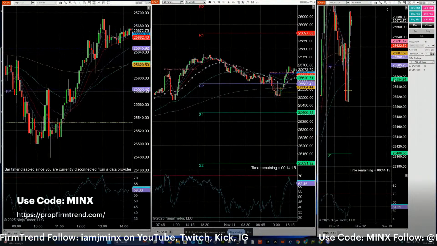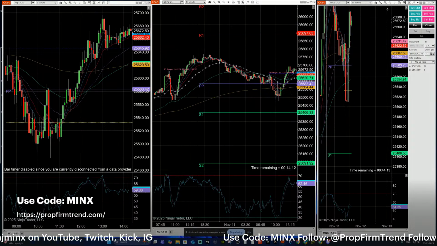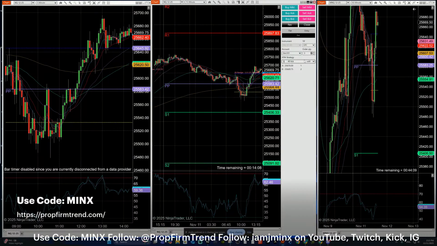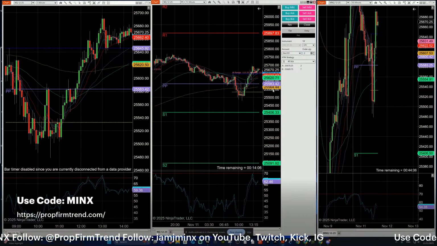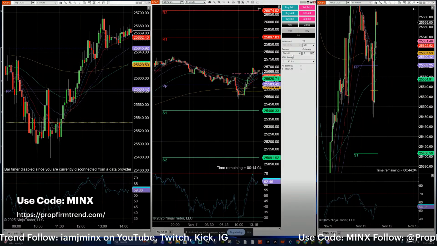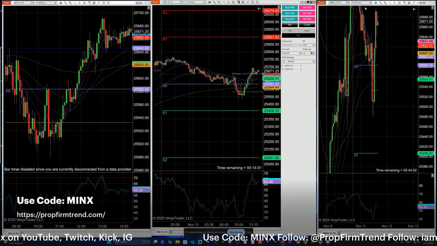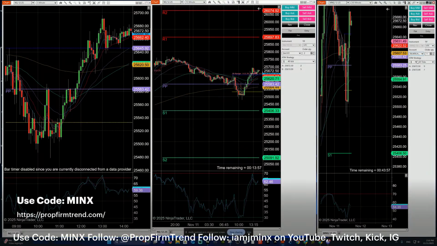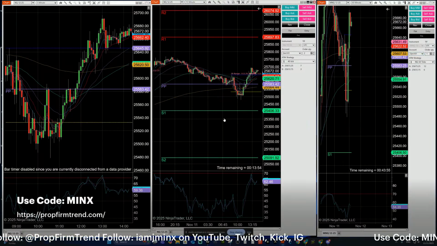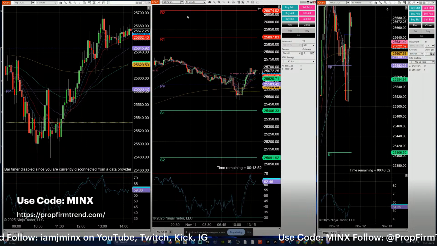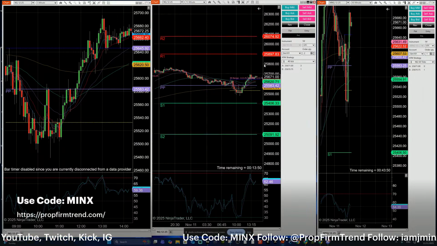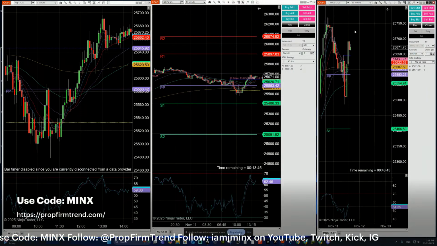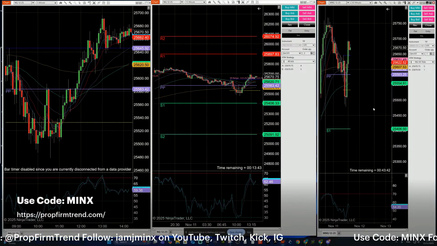But right here, I'm going to go to Sim. Actually, I'm going to go on both of these. Okay, there we go. So on the left side, this is NQ. I only have one firm connected on here, but this on the right is MNQ. This is the micros.